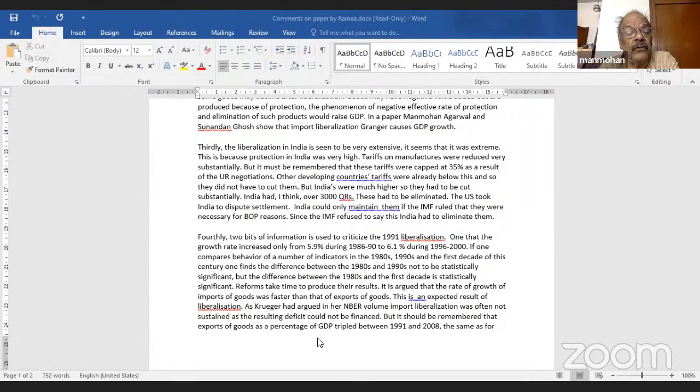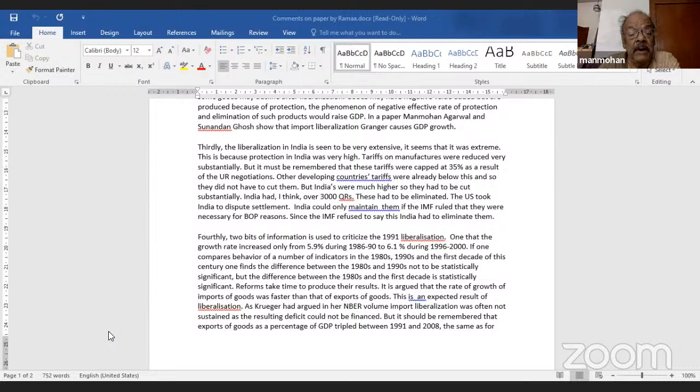It also notes that the growth rate of imports was much faster than that of exports. But this is what one would expect with liberalization. If you have liberalization, imports will go more rapidly. That is what Krueger found in her volume for the NBER study, that very often liberalization led to increased import deficits. The inability to finance these import deficits often resulted in the rollback of the liberalization episode.